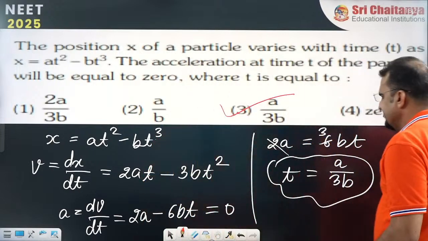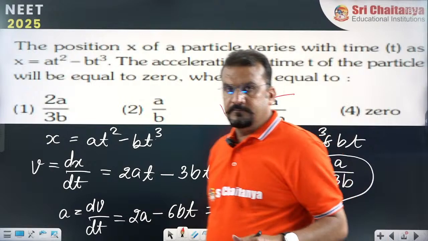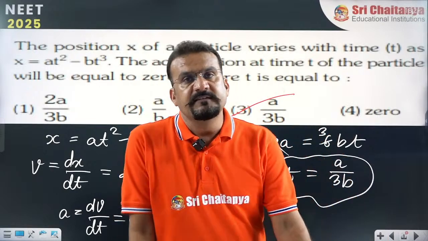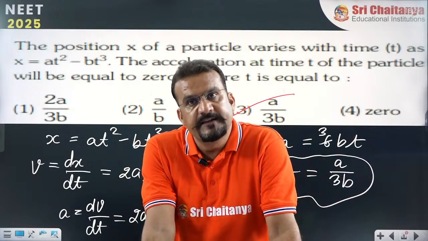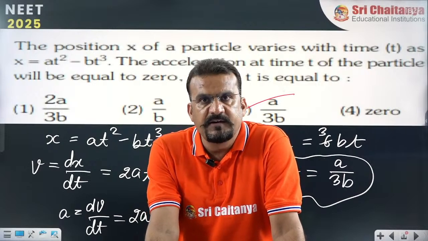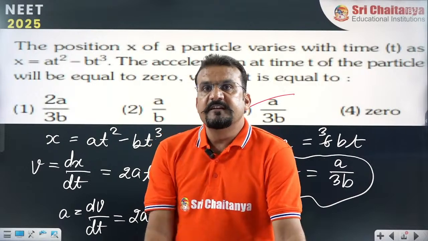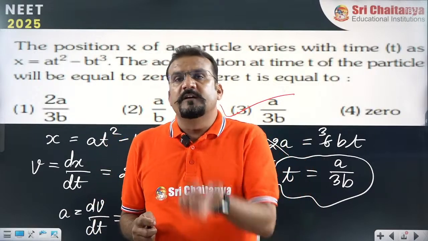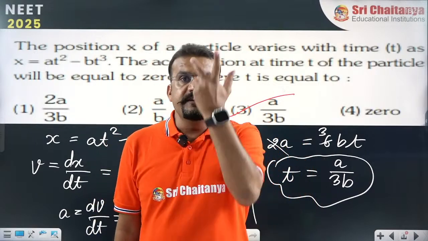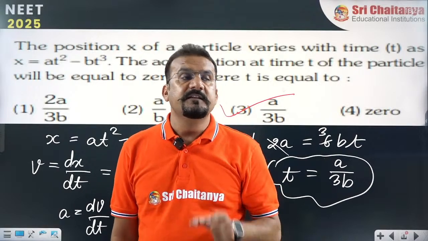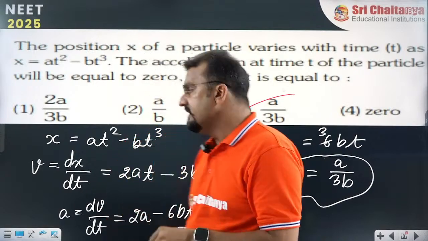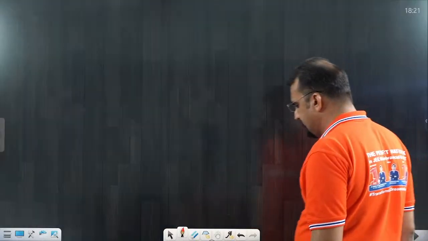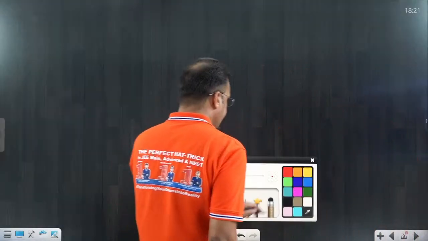Okay. Now let us take one practical example. What is our topic? 1D, one-dimensional motion. In one-dimensional motion, let us take one example. Let us assume a ball is thrown vertically upward. That means its motion is under gravity. I am giving you one practical example.